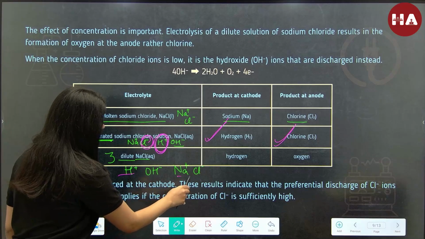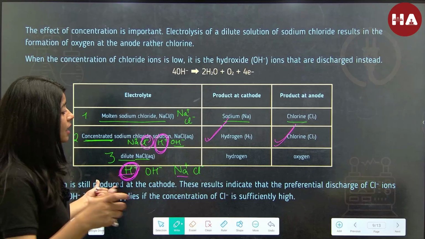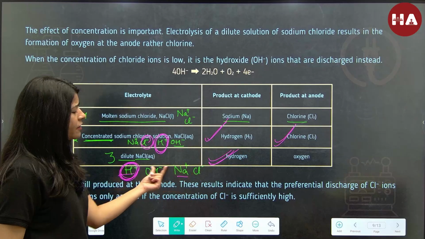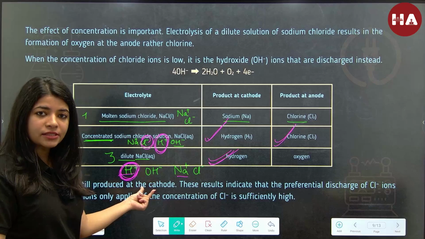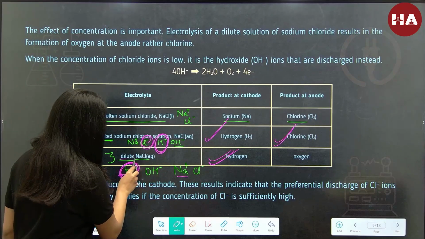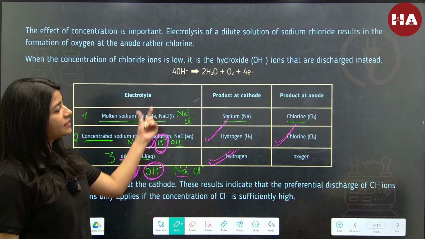So in this case, Na+ has less reactivity than H+. So H will be deposited at the cathode. And for the anion, we have to check the concentration. Which one is greater in concentration? Over here, it is dilute. Hence, water is greater. Hence, OH minus will be present at the anode.